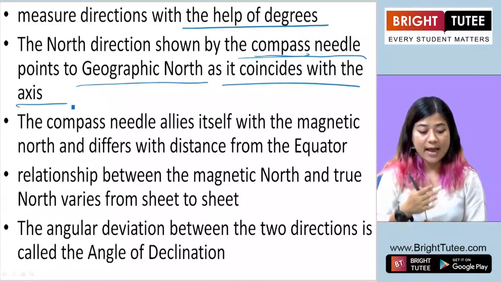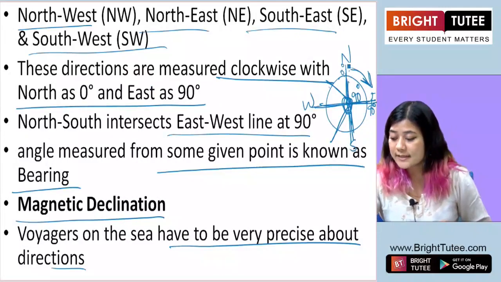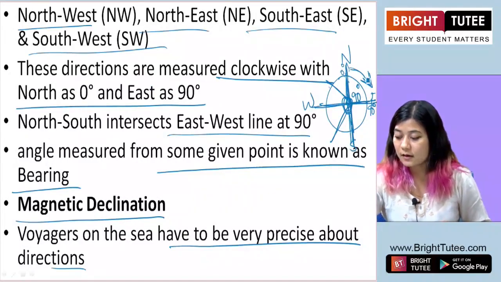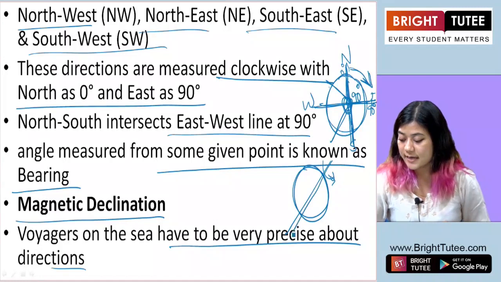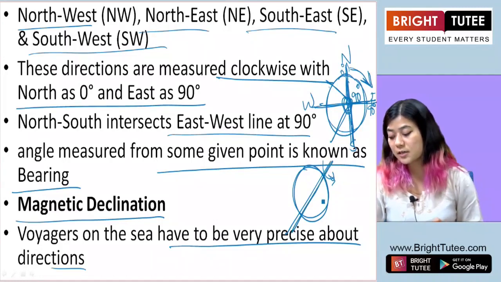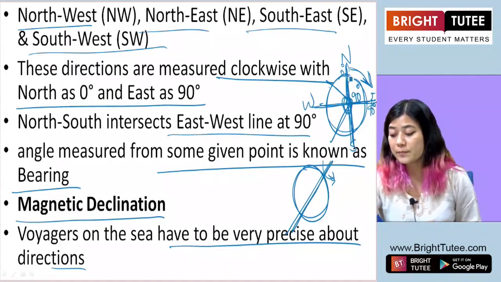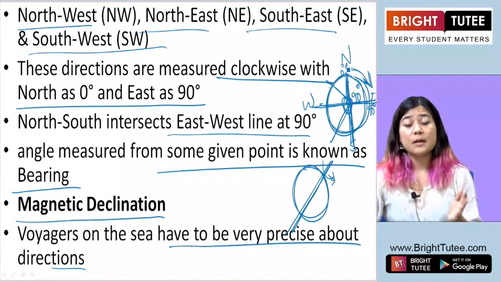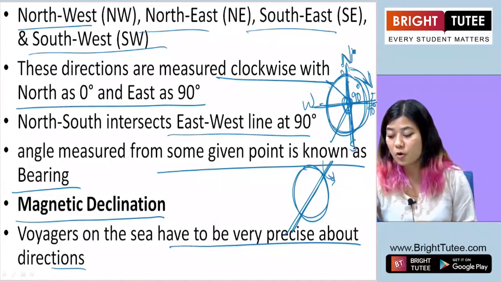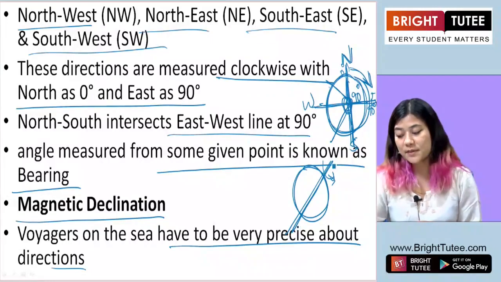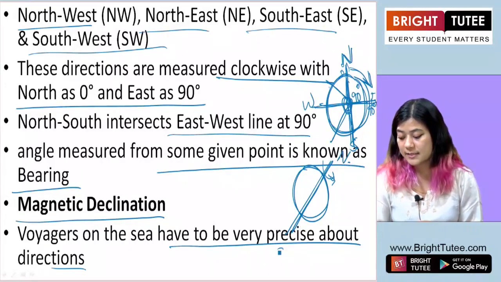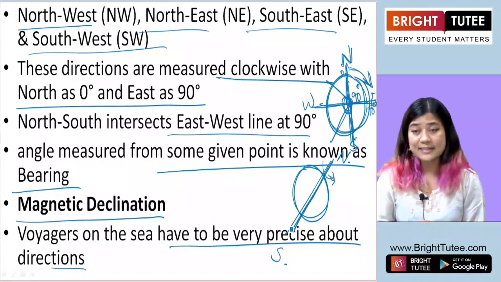Alright, so there is an axis. This is an axis. The earth has an axis in which it rotates. Right? This is an axis. Now when we put the map normally, we just put north, south, east, west. But for the compass, this is the north, this is the south. Alright, so it is slanted.